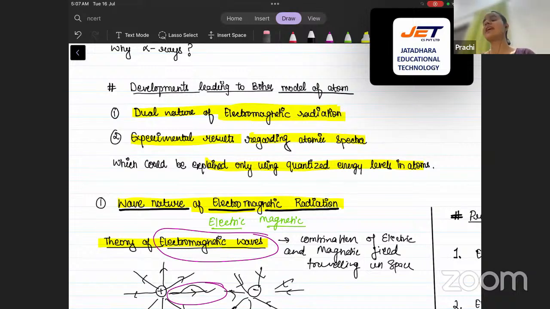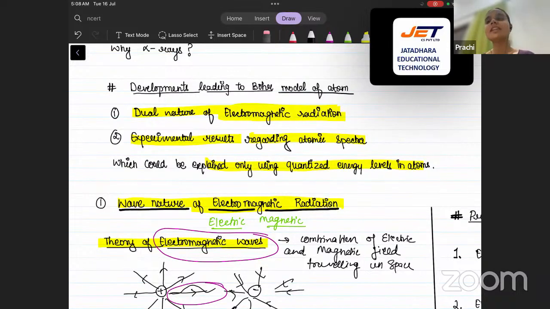So till now, what we have learned is we were learning about the different models for the atom. So in that we learned about the J.J. Thomson and the Rutherford model. And then we learned that before Bohr gave his model, he considered the developments that were taking place at that time. So in that, we have to learn about the two developments, and the first one was the dual nature of electromagnetic radiation, and the second one that we have to learn is the experimental results regarding the atomic spectra. So right now we are learning about the dual nature of electromagnetic radiation.